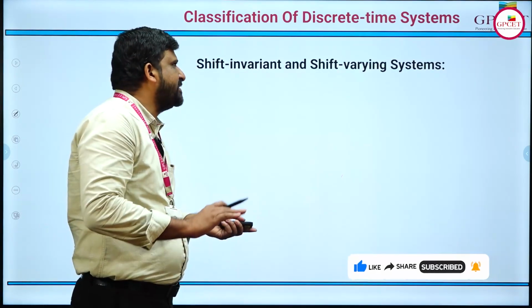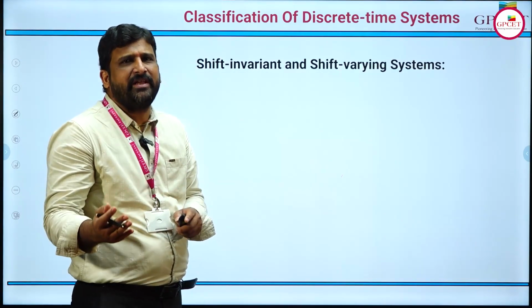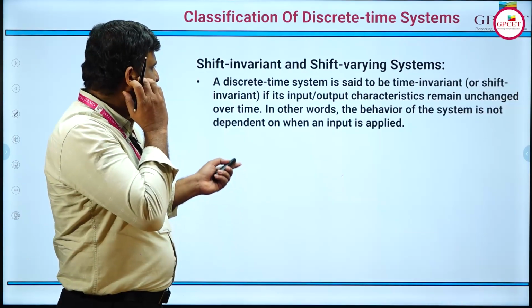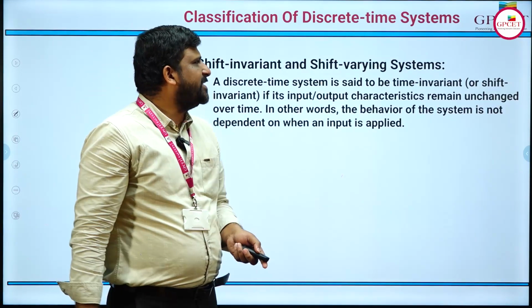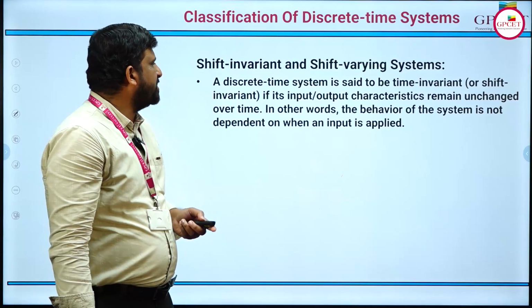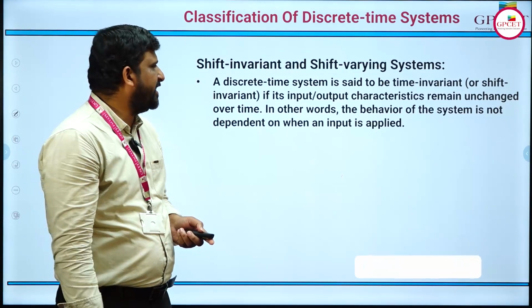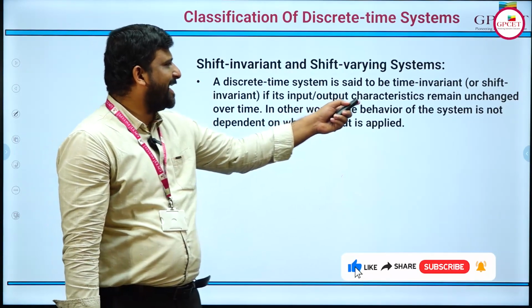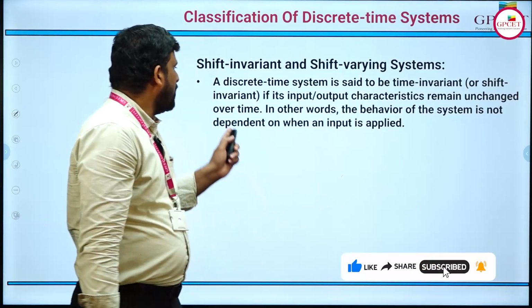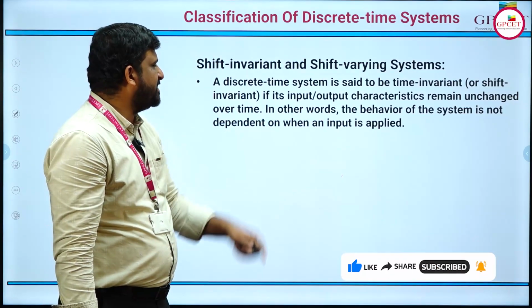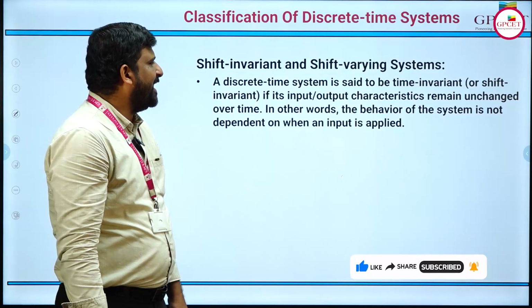The name itself is telling: shift invariant. It is a shifting, varying system. So what it says is, a discrete time system is said to be time invariant or shift invariant if its input or output characteristics remain unchanged over time. In other words, the behavior of the system is not dependent on when an input is applied.